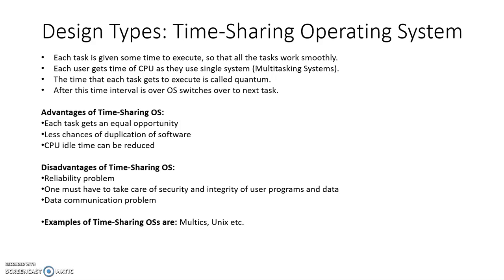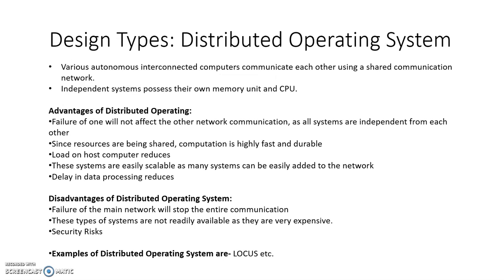Then the next one is the data communication problem. Again, because the processor keeps moving from job to job, if there's data that is supposed to be used for a particular job and it has already left that job, that data might be missing. Examples of operating systems that were designed on this were Multics and the Unix operating system.